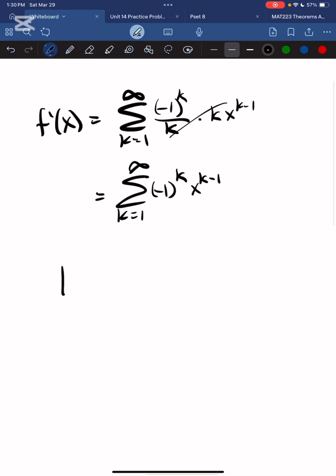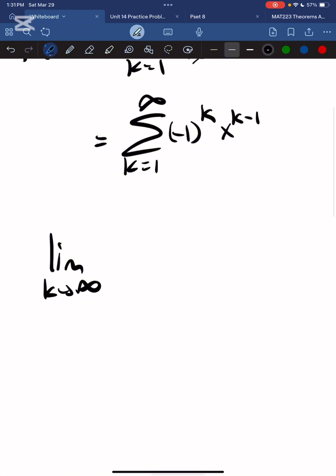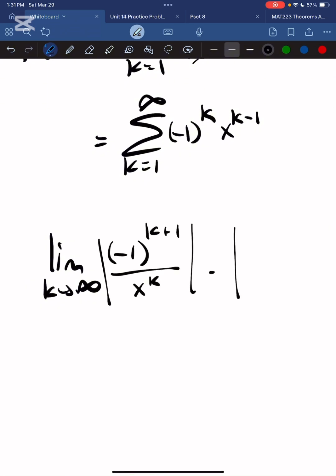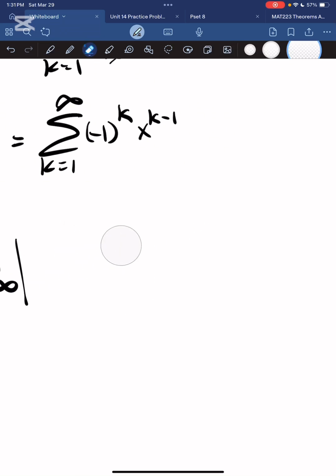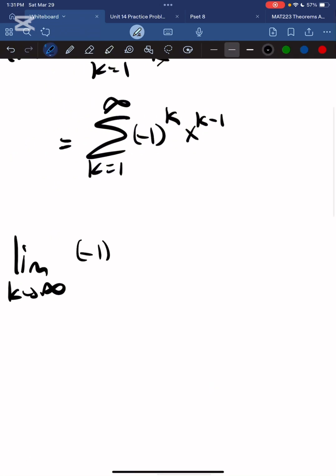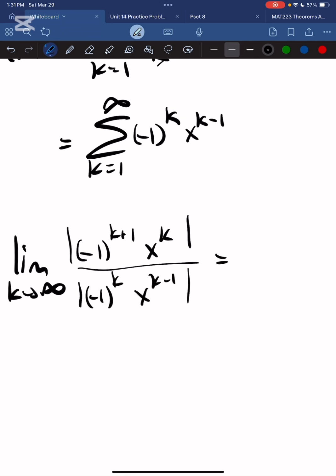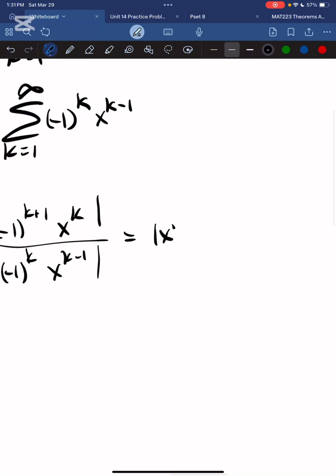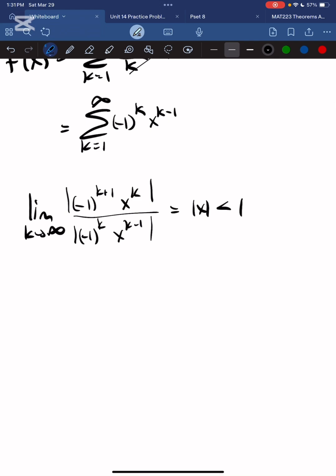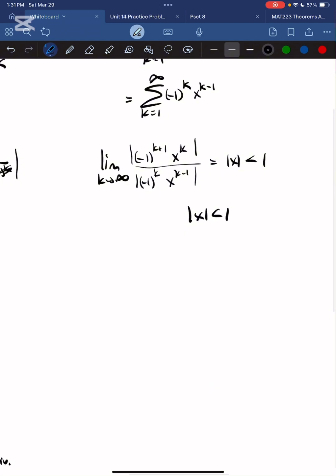Now for this guy, let's do the exact same thing. Let's take the ratio test. Negative 1 to the k plus 1 over x to the k, when we divide this by just a normal term. Oh, sorry, hold on, I messed up. Negative 1 to the k plus 1, x to the k, over negative 1 to the k, x to the k minus 1. And this ends up just being the absolute value of x, and this is all less than 1. This is the ratio test. So we also get the same radius of convergence.